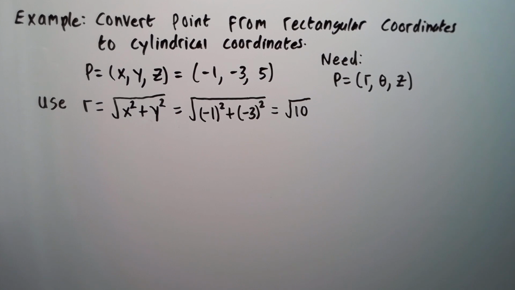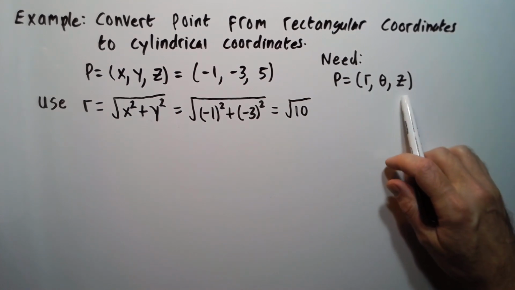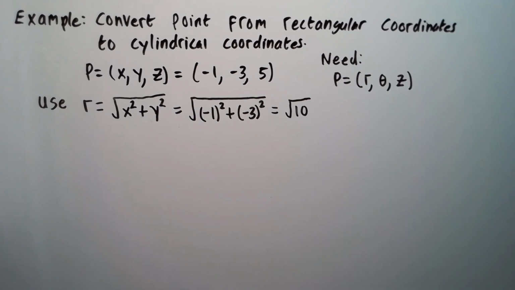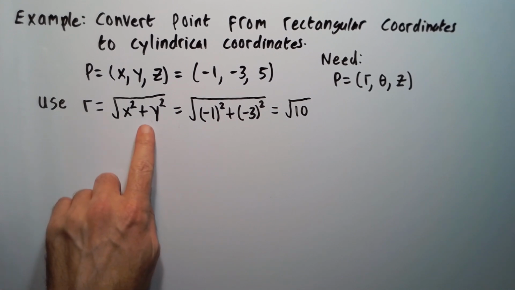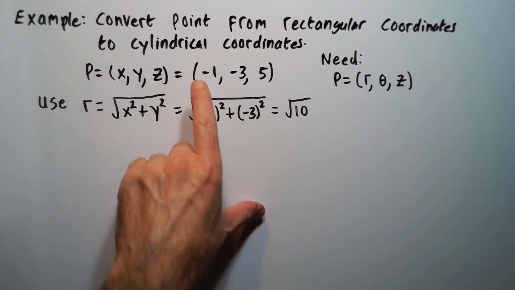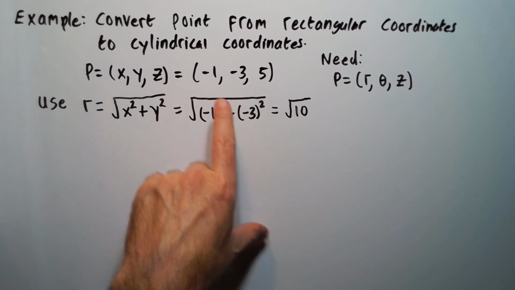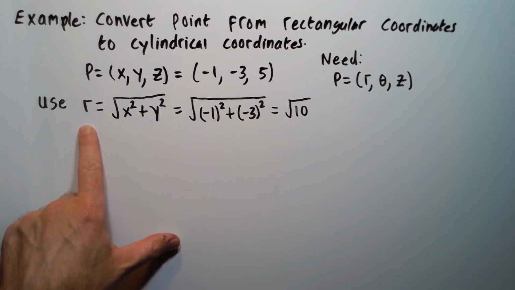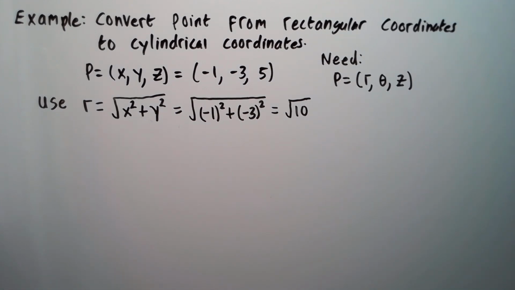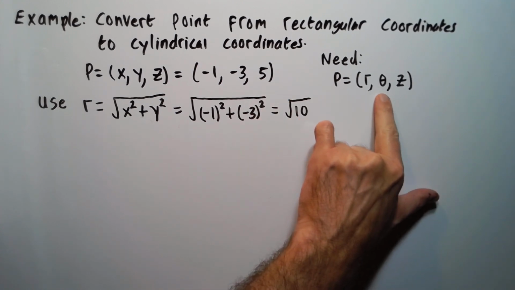Okay, so we need to write the point in the r, theta, z form. That's cylindrical coordinates. We'll first find the r. The r is going to be the square root of x squared plus y squared, and our x in our case is -1. So it's the square root of -1 squared plus -3 squared, which is the square root of 10. So that's our r value. Now let's try and find the angle. We already have the z, which is 5. We just need the angle now.